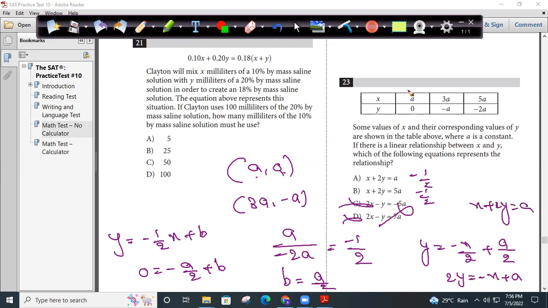The other way of solving is, immediately I come to know the slope is minus 1 by 2, so eliminate c and d. This line is passing through a comma 0. This one is not passing. Just plug in a comma 0: a plus 0 is a. So this is another way to solve. If you want to follow the earlier method, that is fine, but this is another way. Immediately you can eliminate based on the slopes. You can eliminate 2 options.